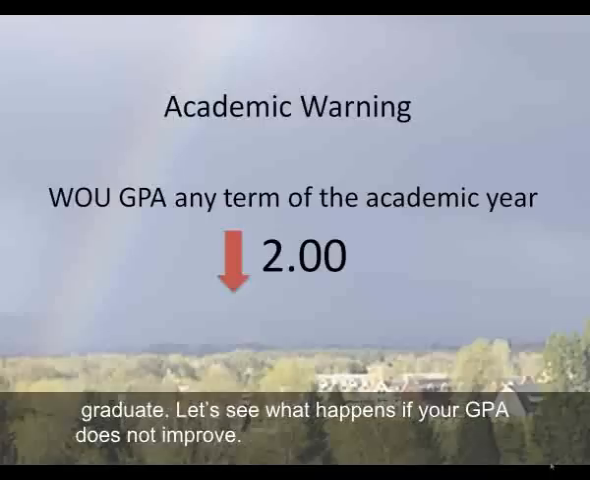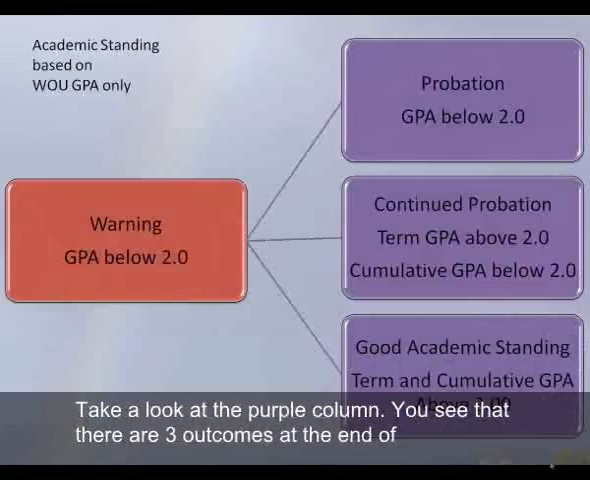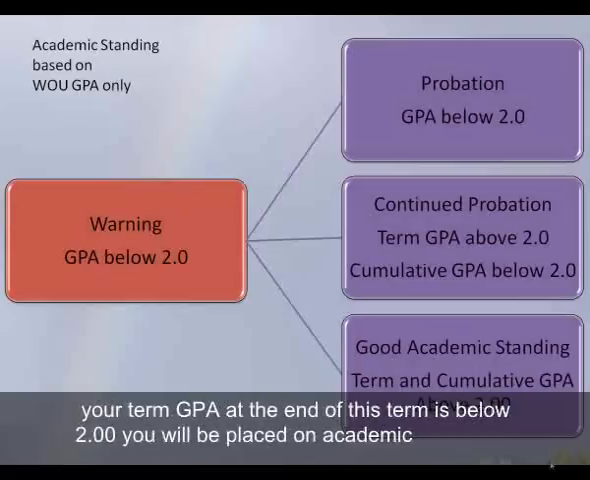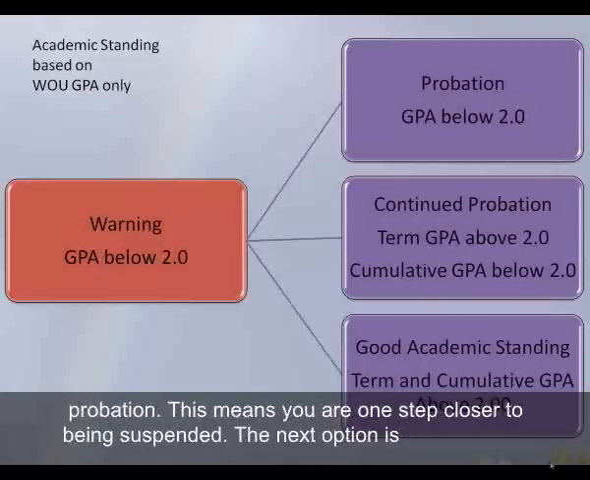Let's see what happens if your GPA does not improve. Take a look at the purple column. You see that there are 3 outcomes at the end of this term. Each outcome is based on GPA. Let's start at the top with probation. If your term GPA at the end of this term is below 2.0, you will be placed on academic probation. This means you are one step closer to being suspended.